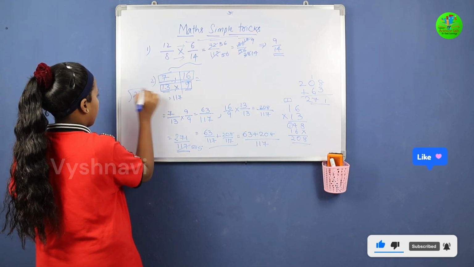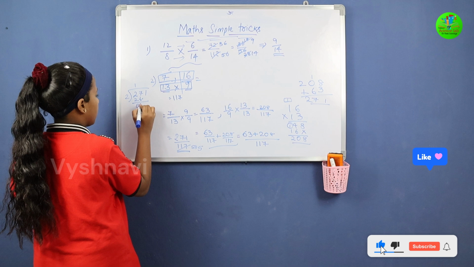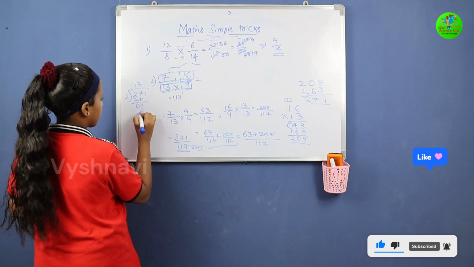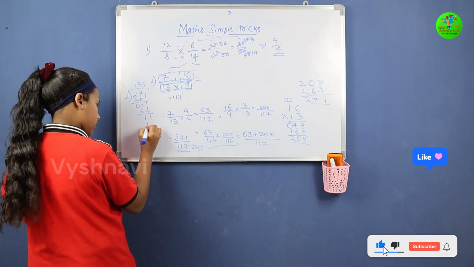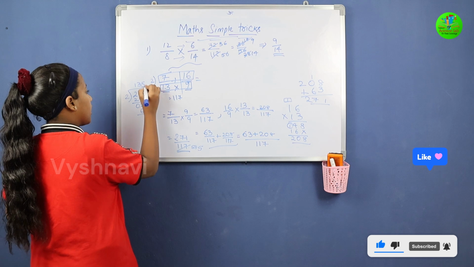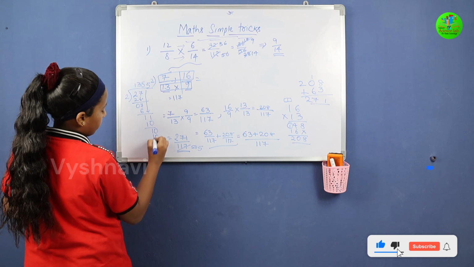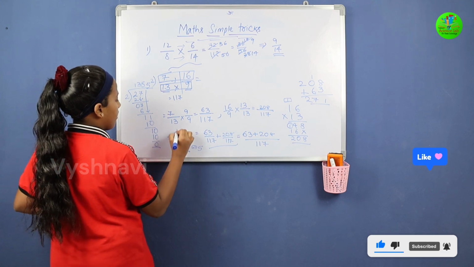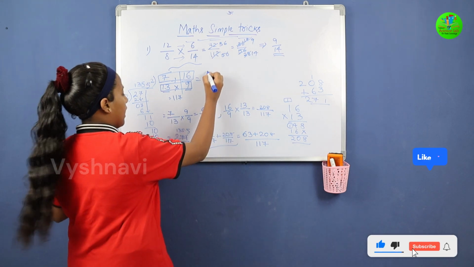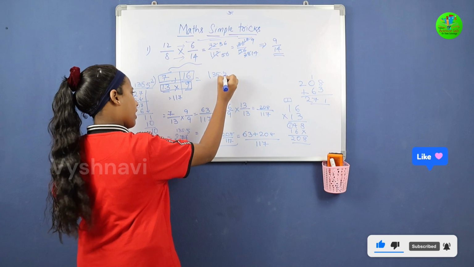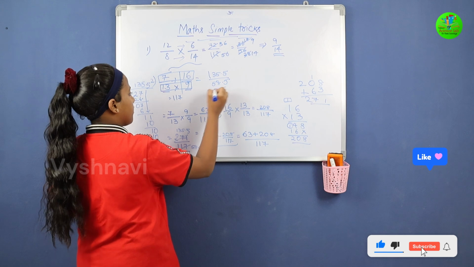1 by 2. 2 1s are 2. 0 here 7. 2 3s are 6. 1 1. 2 5s are 10. 1 and here point 0. 2 5s are 10. Here is 0. 135.5. Now the answer I will write here. The answer is 135.5 by 58.5. This is the final answer.